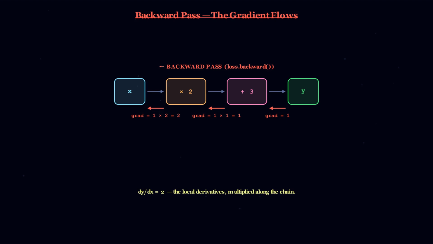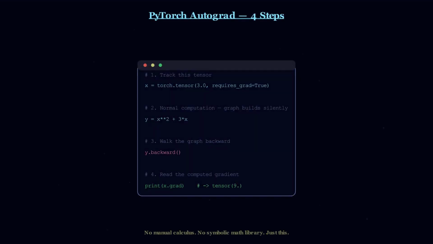This is why depth used to be dangerous. Multiplying many small numbers together during this backward walk can make gradients vanish, or multiplying large numbers can make them explode. We'll fix both later in the series. Let's see Autograd for real in actual PyTorch code.